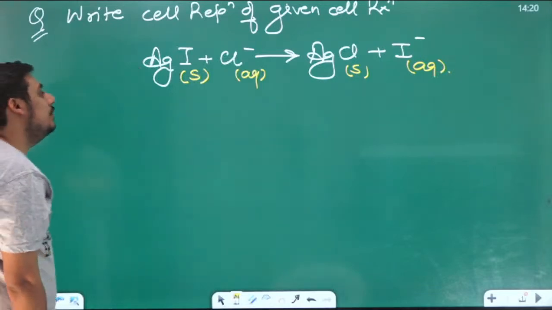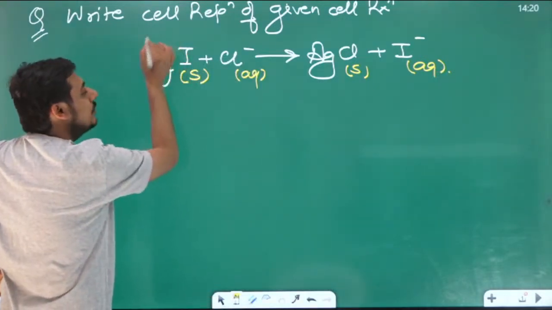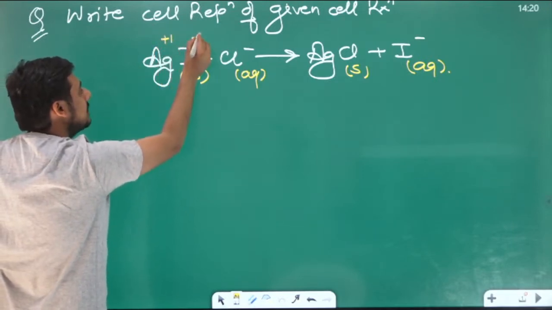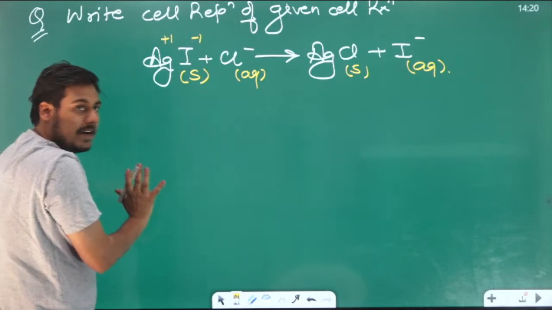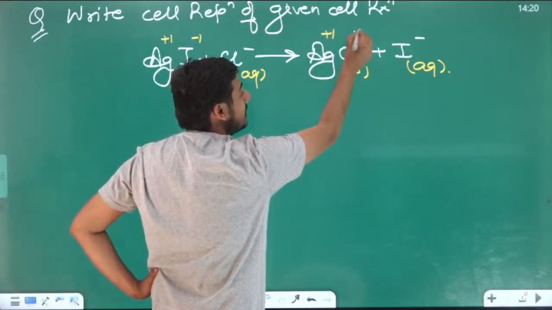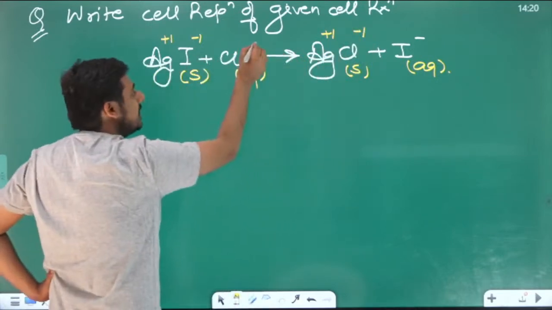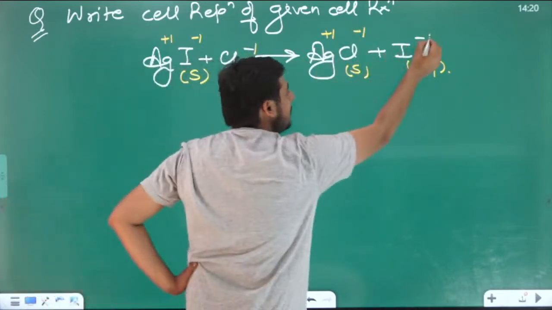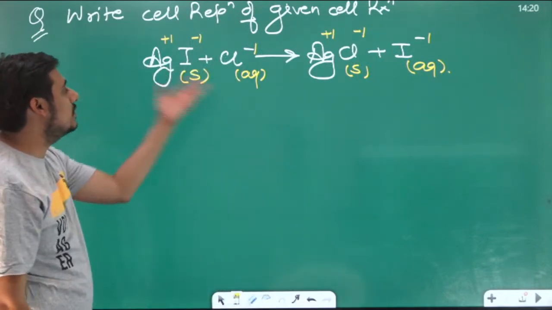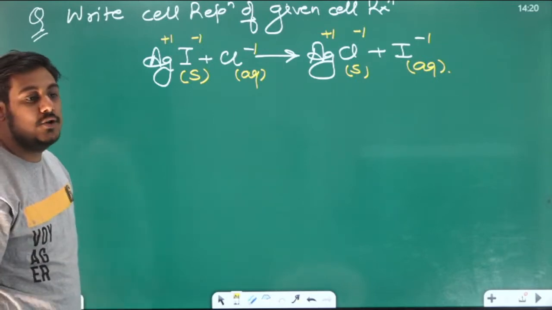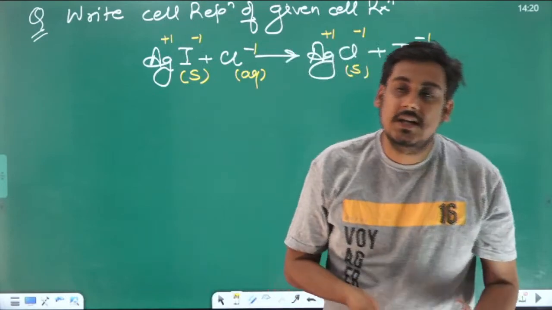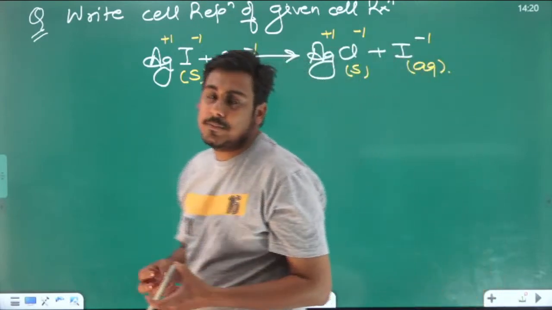Now what we have to do is look at the oxidation state of all the elements given in the reaction. Here Ag is present in +1 and I is present in -1. That is not a big deal, you can easily find it out. Similarly here also Ag is present in +1 and Cl is present in -1. So by looking at the cell reaction, you will see that there is no change in the oxidation state of any element. So you cannot find out which species is getting oxidized and which one is getting reduced.